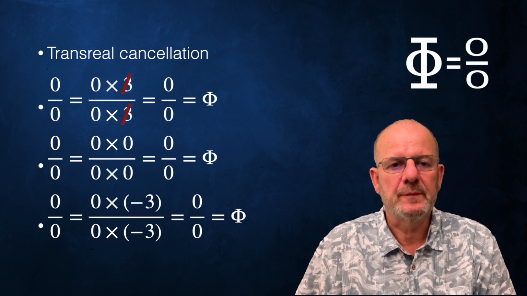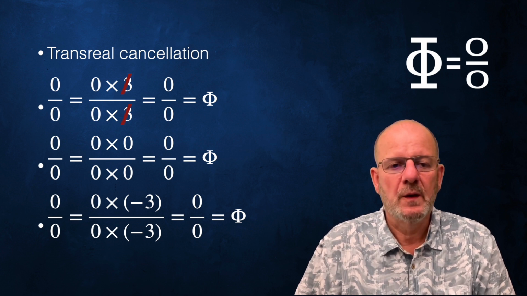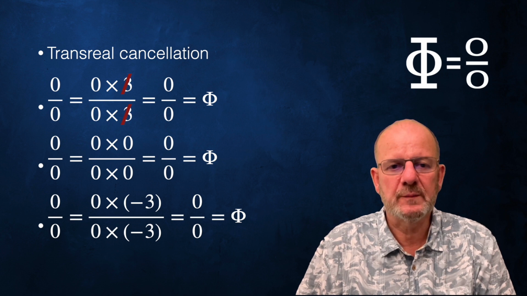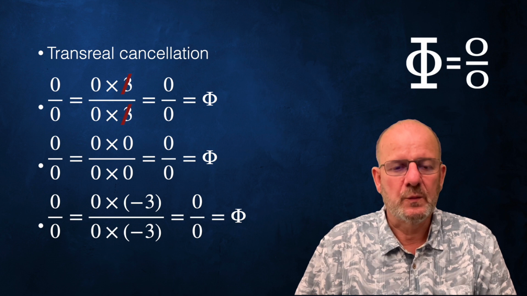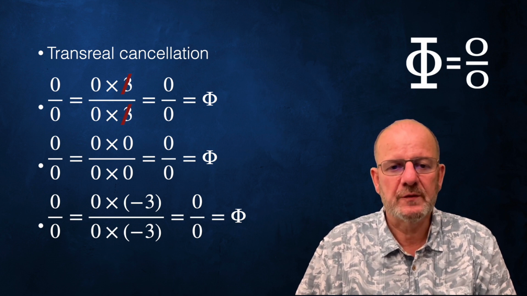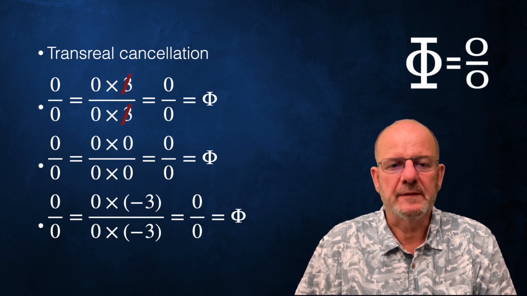Here are some examples. The frac term 0 over 0 can be rewritten like this. 0 equals 0 times 3, top and bottom, cancel the 3's, gives 0 over 0, and that's equal to nullity. Or we could write 0 equals 0 times 0, top and bottom, multiply out 0 times 0 equals 0, top and bottom, gives us 0 over 0 equals nullity. Or we could write 0 equals 0 times minus 3, top and bottom, multiply out 0 times minus 3 equals 0, top and bottom, that gives us nullity.